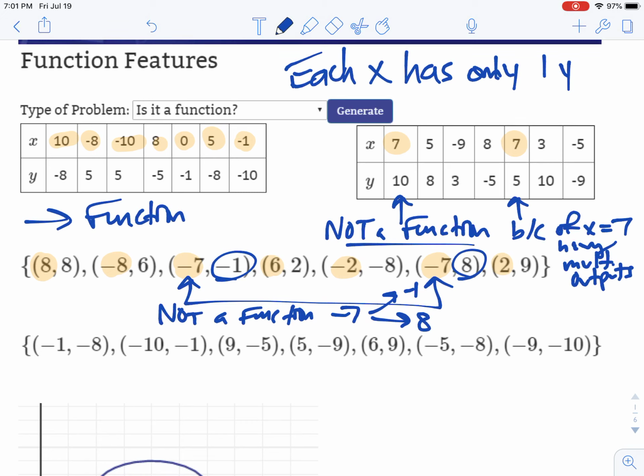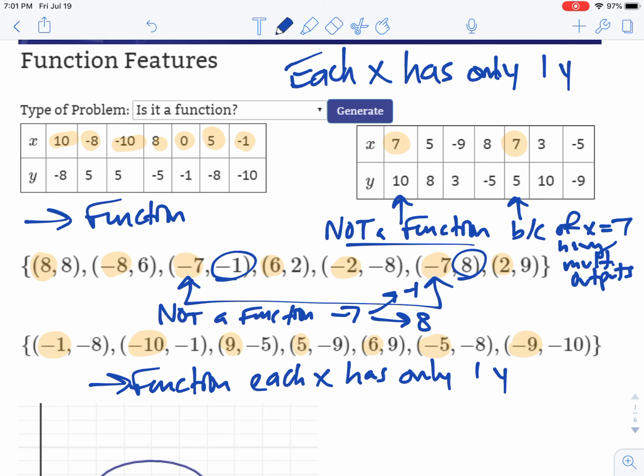For the next one here, we're going to again look to see any of these inputs repeating. Negative 1, negative 10, 9, 5, 6, negative 5, negative 9. They're all different. So this is a function because each x has only one y.